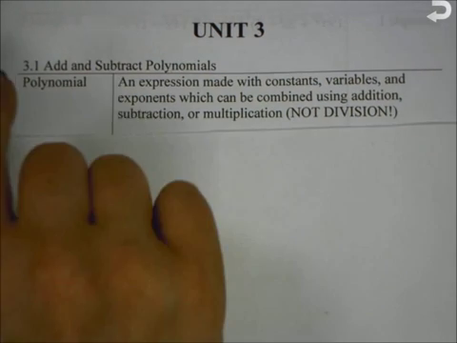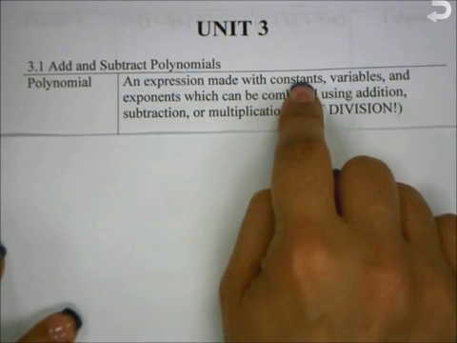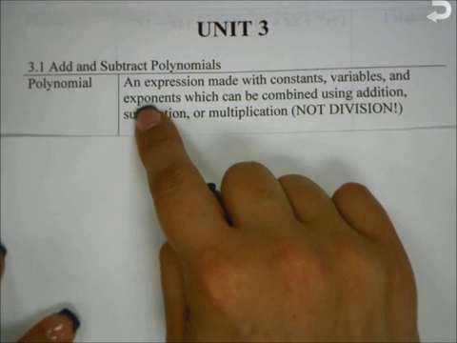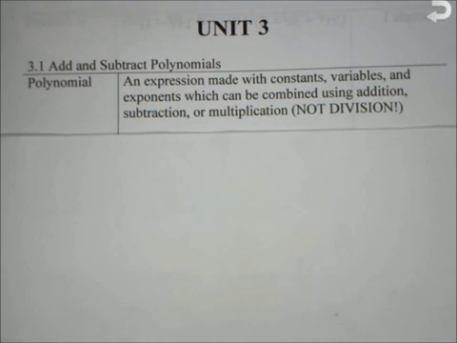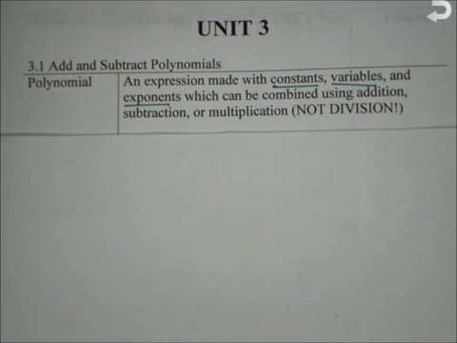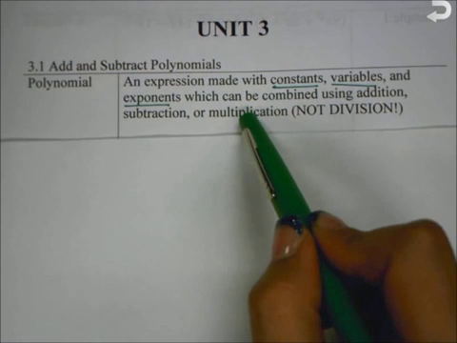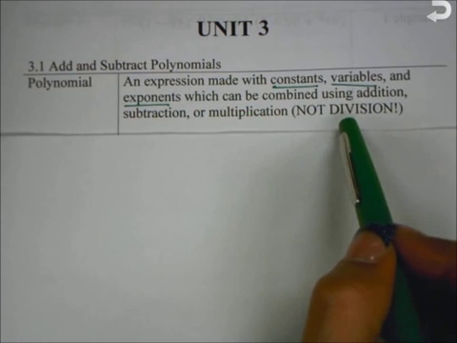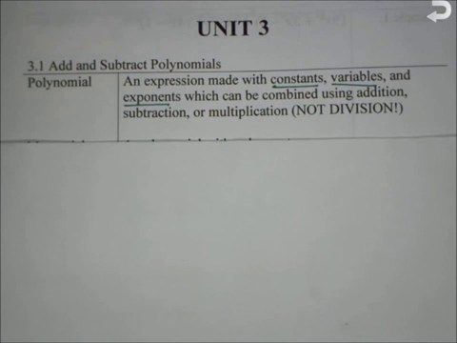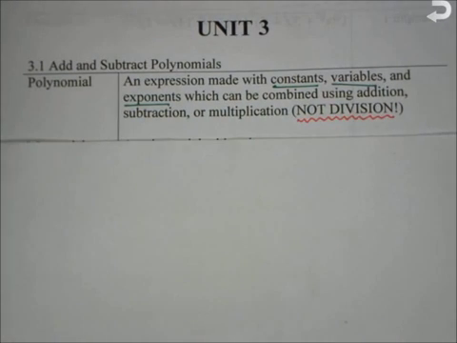Okay, a polynomial is an expression made with constants, variables, and exponents. So we have all these different things that can be in a polynomial, combined using addition, subtraction, or multiplication, not division. So a polynomial does not have division in it. We can divide polynomials, but a polynomial does not have division in it.